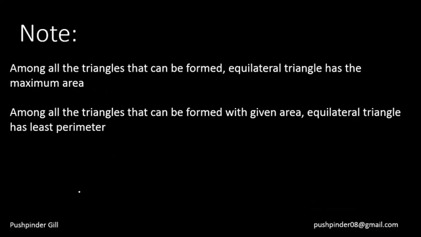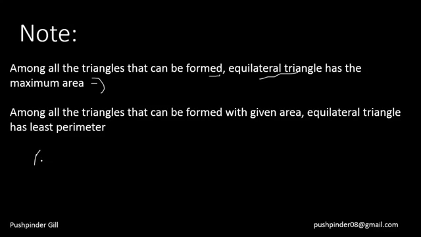So understand this. A few more properties of the equilateral triangles. Among all the triangles that can be formed, given the perimeter, equilateral triangle has the maximum area, and among all the triangles that can be formed with given area, equilateral triangle will have the least perimeter.